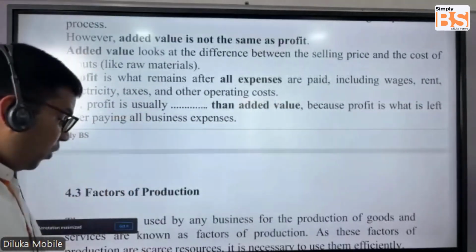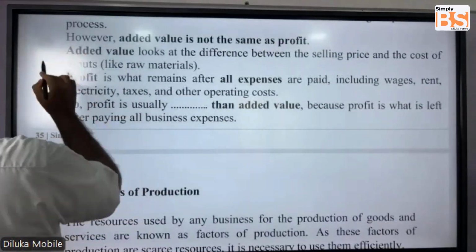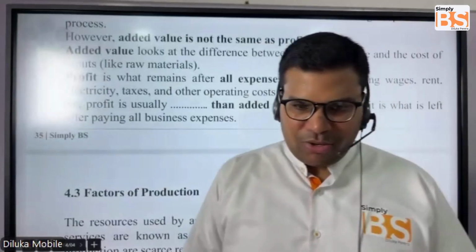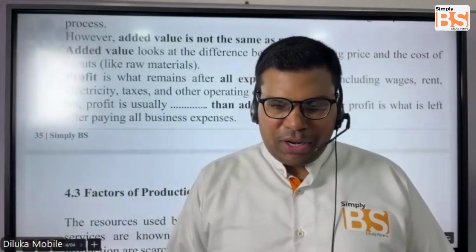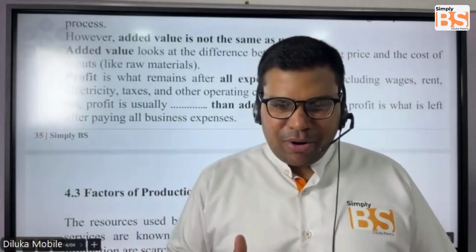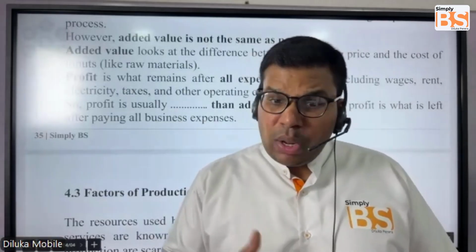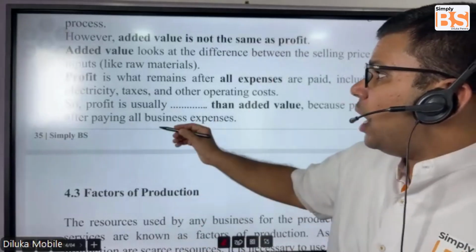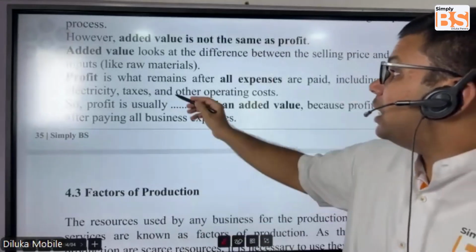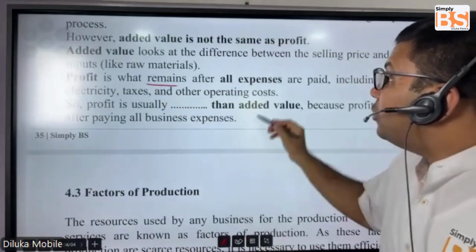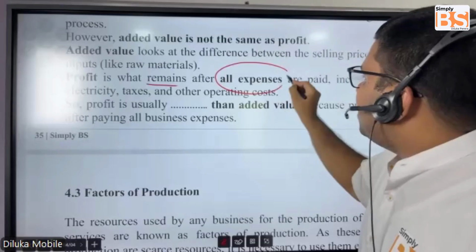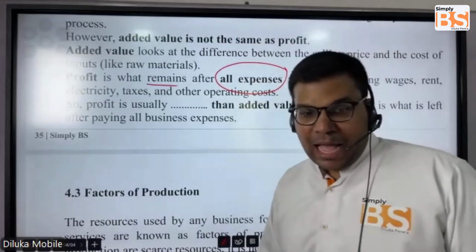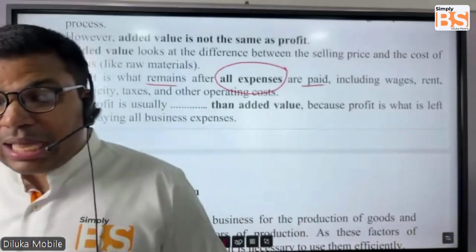Then what is profit? What do you mean by profit? So you calculate the profit in your accounting class, no? You calculate your profit in your income statement. Okay. Then let's read. Profit is what remains after all expenses are paid.